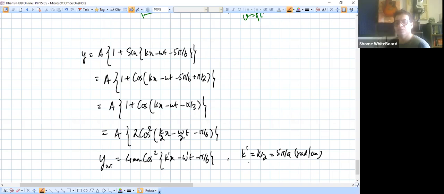And omega prime is omega by 2. So it becomes 25 pi by 9 radians per second. Okay. And you can always convert the cos square also to sine square by adding pi by 2 or whatever. That's fine. So that's one way of expressing it.